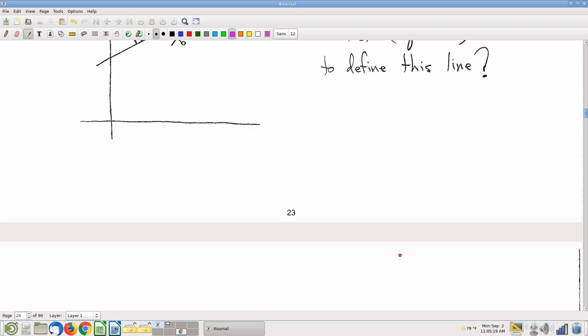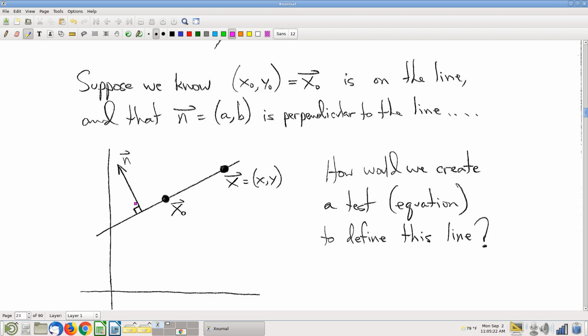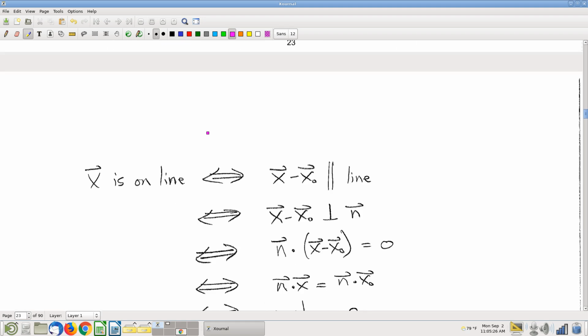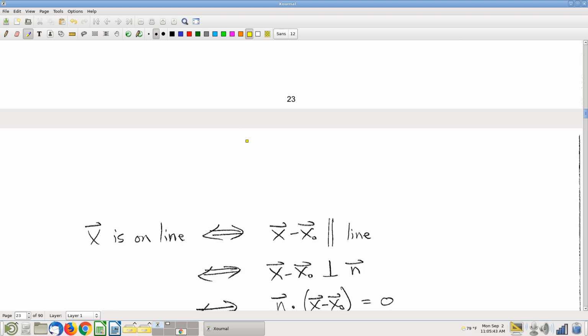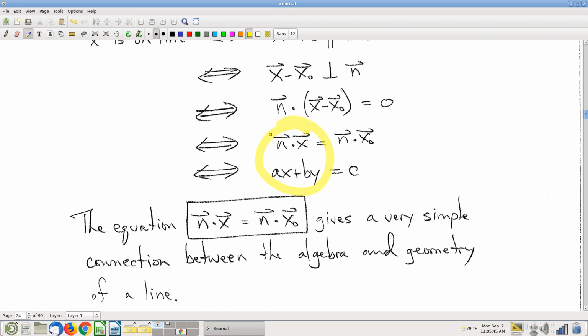Don't forget that our n vector here has some coordinates. I call those A and B. And this x vector has coordinates x and y. So the dot product n dot x, you can see it right here. It's ax plus by. That's how that dot product works. Ax plus by.